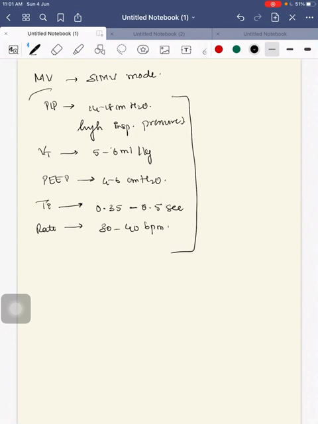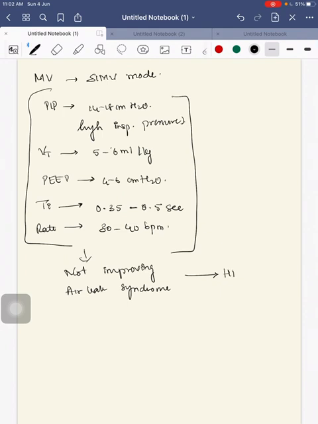Supposing in this condition the child is not improving, or when you find an air leak syndrome, it is an indication to change to HFOV, or you can give ECMO therapy if there is respiratory failure. Okay. This is about the ventilatory management or ventilatory settings in a child with meconium aspiration syndrome.